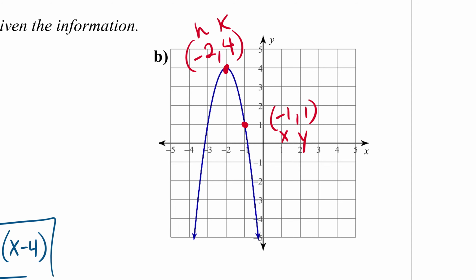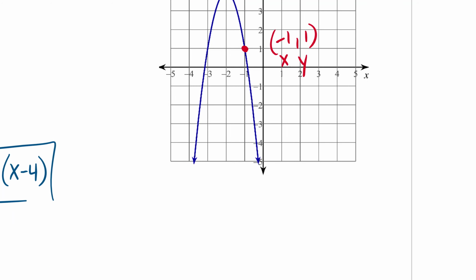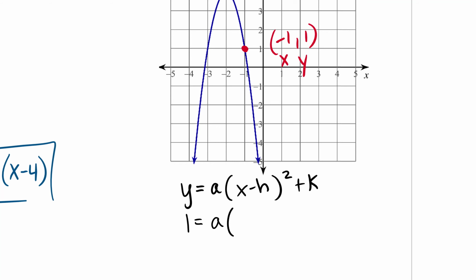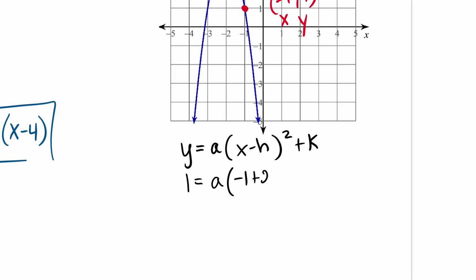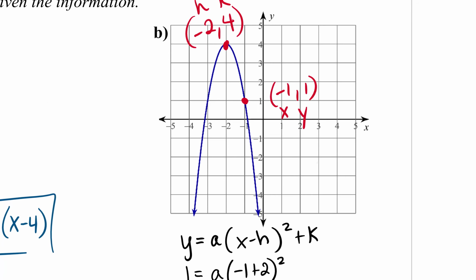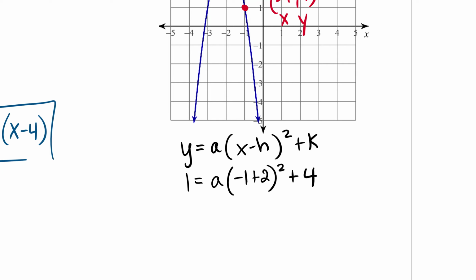And I almost forgot, let's write down the equation. So this one I'm going to use Y equals A(X minus H) squared plus K. So again, just like the last one, I don't know A, that's all I have to solve for. So my Y is 1 equals A I don't know, X is -1, H I got to flip, so +2 squared, and then K is 4. Okay, now I just solve.